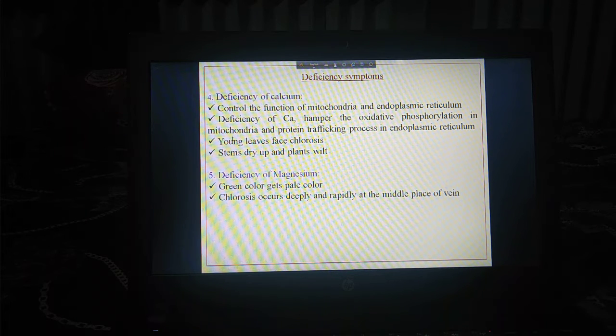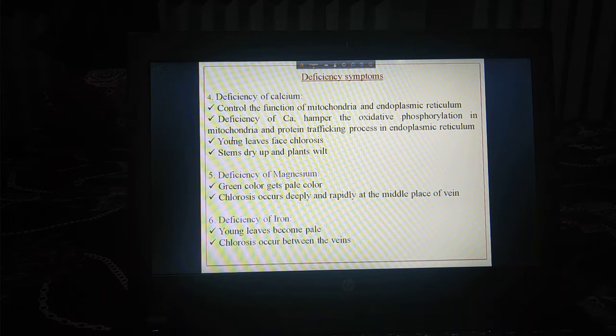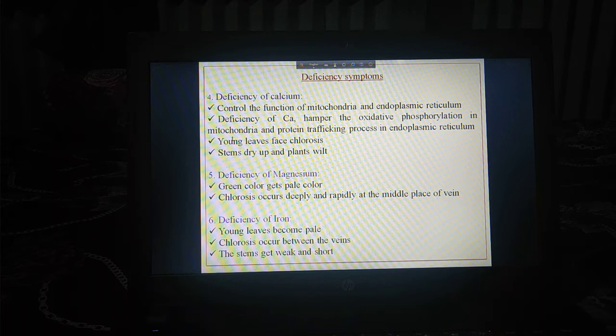Chlorosis occurs deeply and rapidly at the middle place of vein. Vein middle place মূলত chlorosis দেখা যায় due to deficiency of magnesium. Now deficiency of iron, young leaves become pale. Chlorosis occur between the veins. ওখানে ডিফারেন্সটা হচ্ছে ম্যাগনেসিয়ামের ক্ষেত্রে গ্রিন কালারটা পেল হচ্ছে, আয়রনের ক্ষেত্রে ইয়াং লিভসটা বিকাম পেল হচ্ছে, বাট ডিফারেন্সটা যেটা সেটা হচ্ছে কি ক্লোরোসিসে গেলে ডিপলি থাকবে ম্যাগনেসিয়ামের ক্ষেত্রে, এবং মিডল প্লেস অফ ভেইনে দেখা যাবে, আর এখানে ইন বিটুইন দ্য ভেইনস দেখা যাবে। The stem gets weak and short.